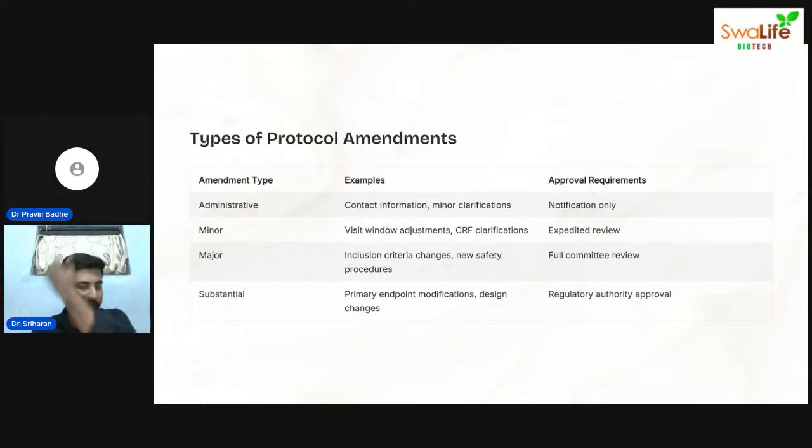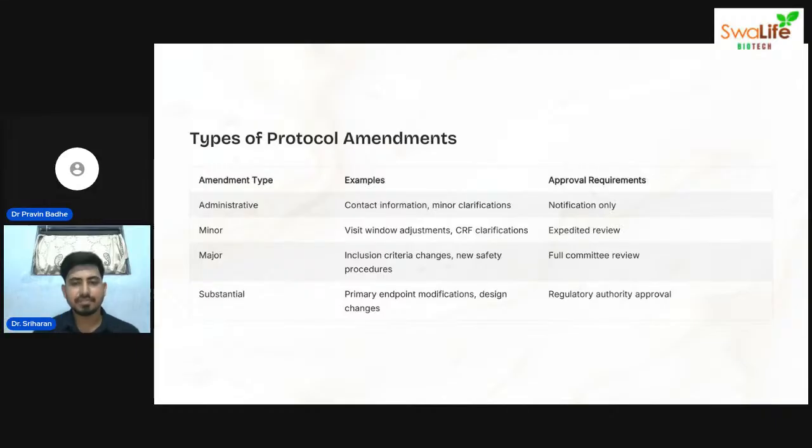Types of protocol amendment. Administrative amendment means you are changing the principal investigator, contact information, phone number, or site. That is under administrative. It needs approval notification only. There is no need for any ethical committee or regulatory authority to look at it.